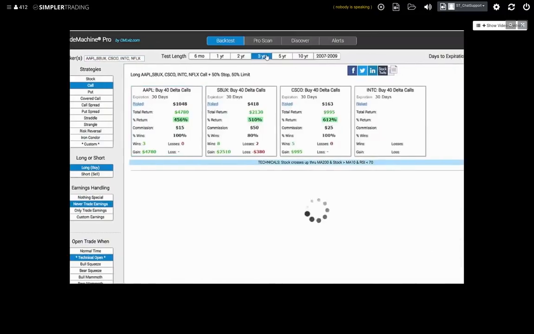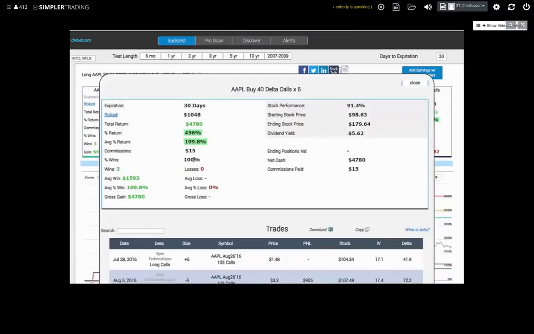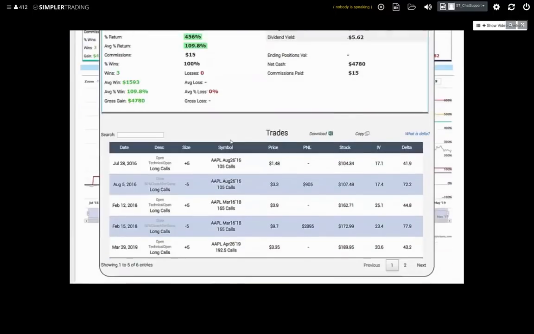And now we look over the last 3 years and we see the results. These trades can come in bunches and then go away. But for each of these stocks, the win rates are at a minimum of 60% and the returns are absolutely staggering. And you can go further with this. If you click on a backtest tile, let's say Apple, you can see that the average return was 110%. And then we can pick out a trade.